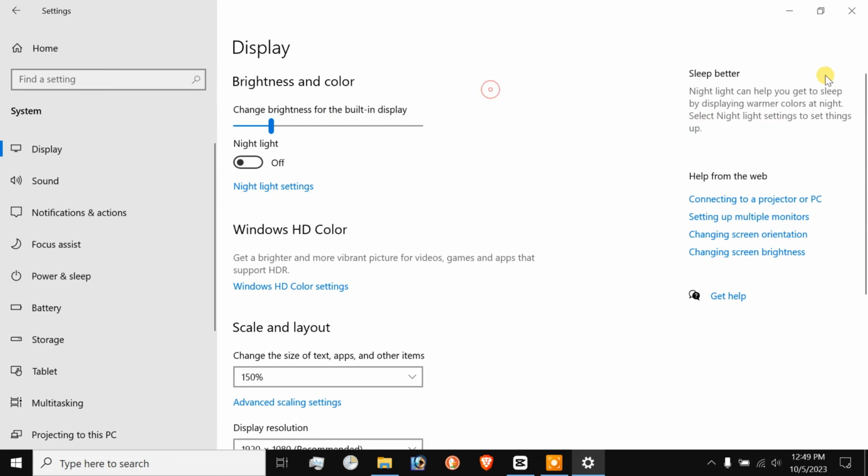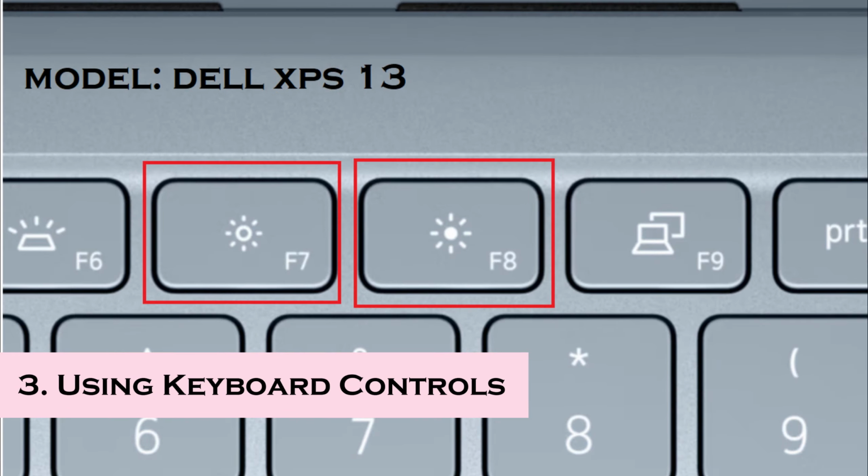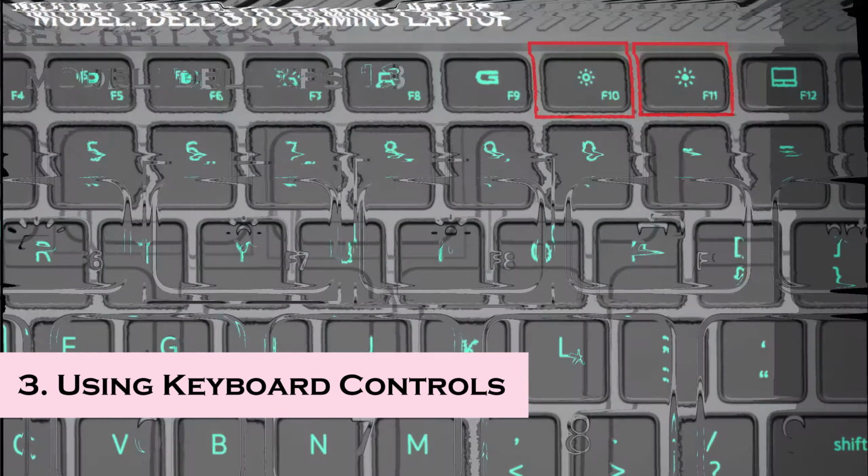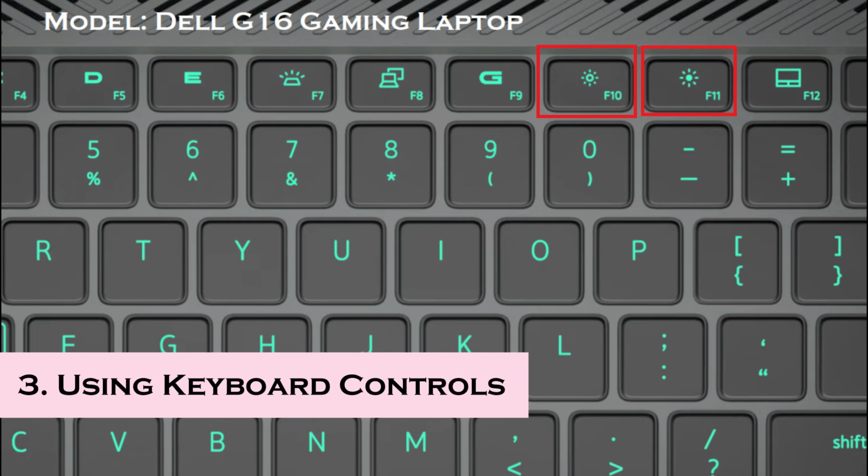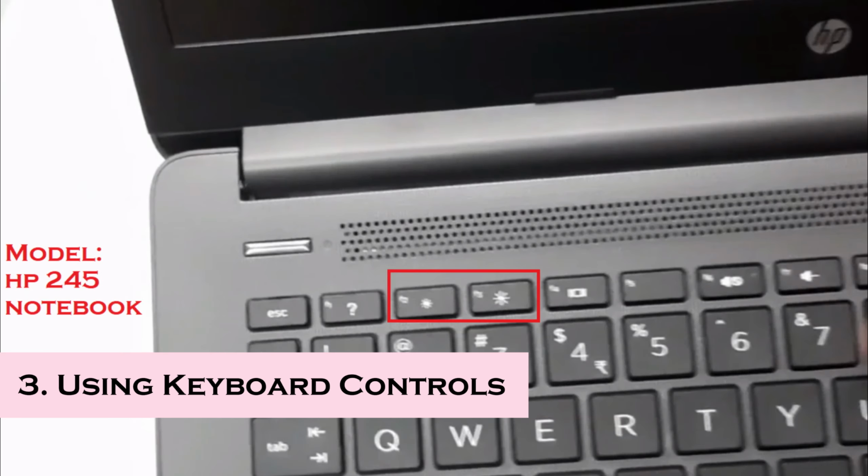Also, if you can't increase brightness in Windows 10, try using keyboard controls. Most laptops also have keyboard shortcuts for adjusting brightness. The specific keys will vary depending upon the manufacturer and model, but look for the keys with a sun icon on them. On some models, you may need to press the function key labeled FN and the brightness key simultaneously.